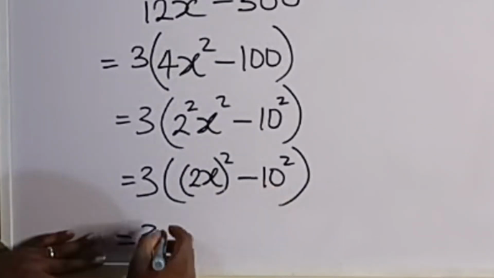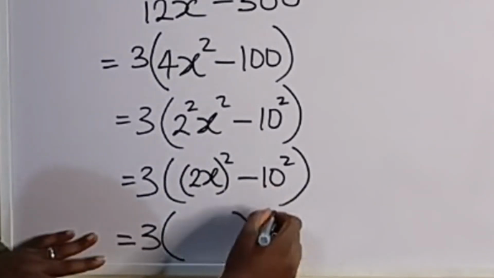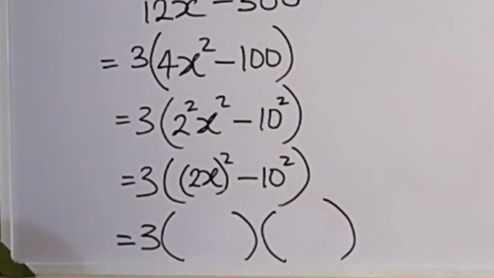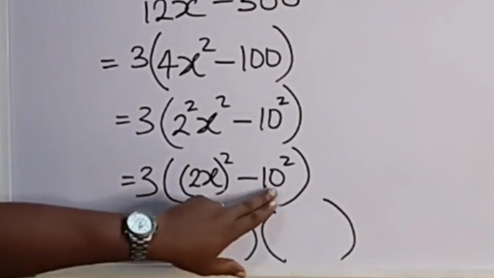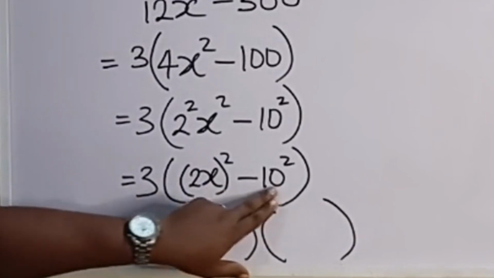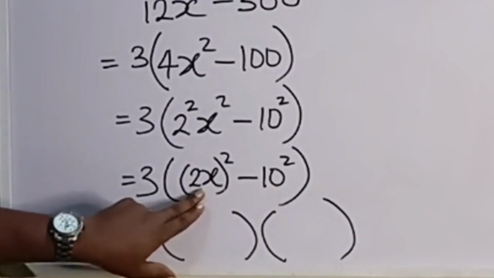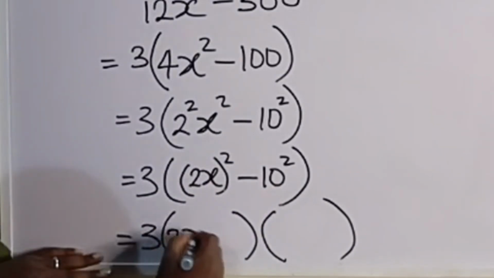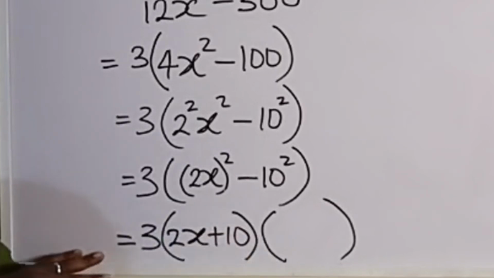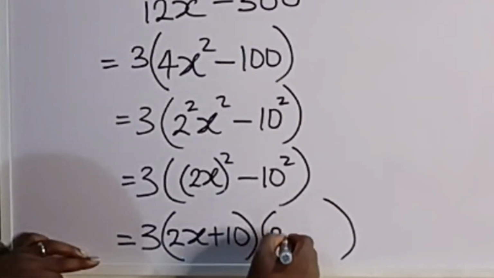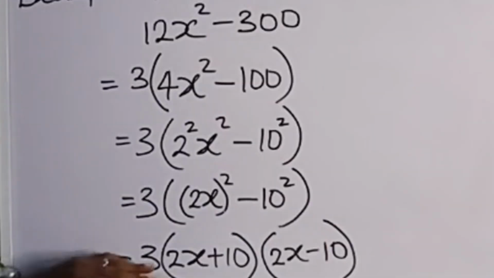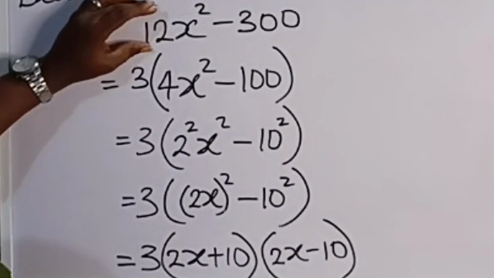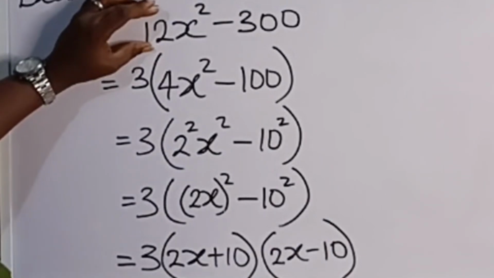Difference of squares here, we open two parentheses. In the first parenthesis, this base is added to this base. Remember the base here is 2x. So we have 2x plus 10. And then in the second parenthesis, we have 2x minus 10. So we have been able to factorize this algebraic expression.